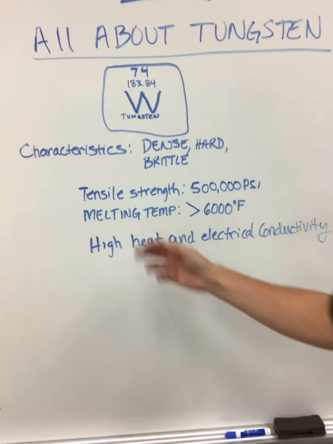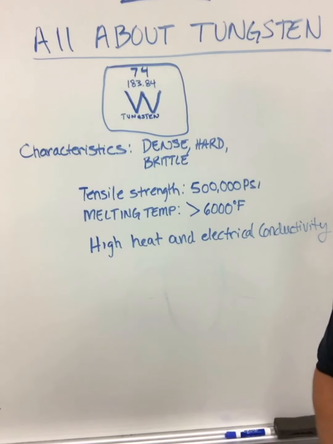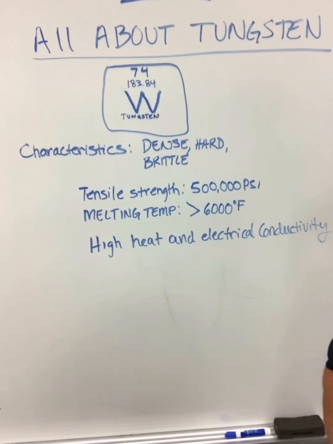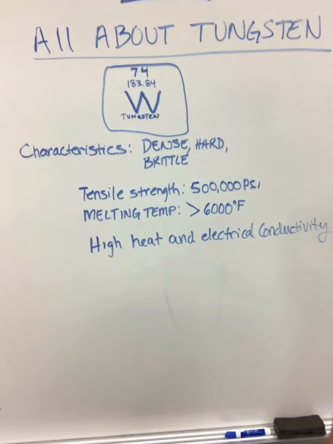First one, it's got a melting temperature of over 6,000 degrees Fahrenheit. I believe pure tungsten is exactly 6,192 degrees, and that is by far the highest melting temperature of any element on the periodic table. The tensile strength is the highest of anything on the periodic table as well. It's got a high heat and electrical conductivity.